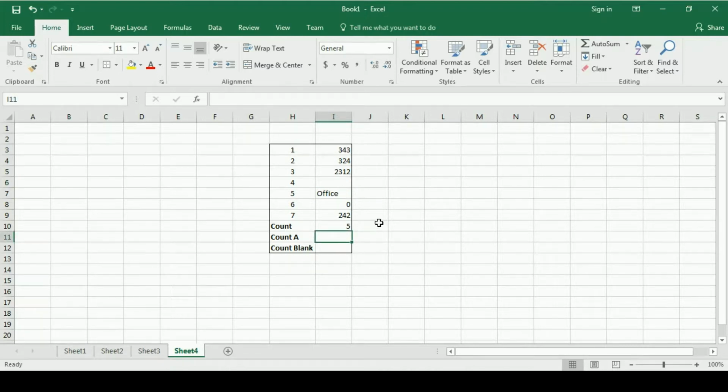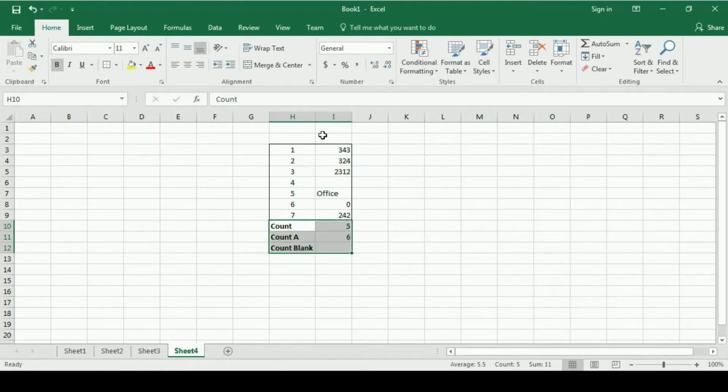We'll start with equals, COUNTA, there is no space, COUNTA, parentheses, and the list of the cells we want COUNTA to be performed on. Here you can notice that we got the value 6.